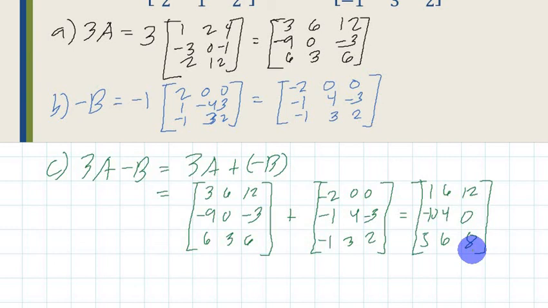And there you go. These are examples of the different operations on matrices: matrix addition, scalar multiplication, and matrix subtraction.